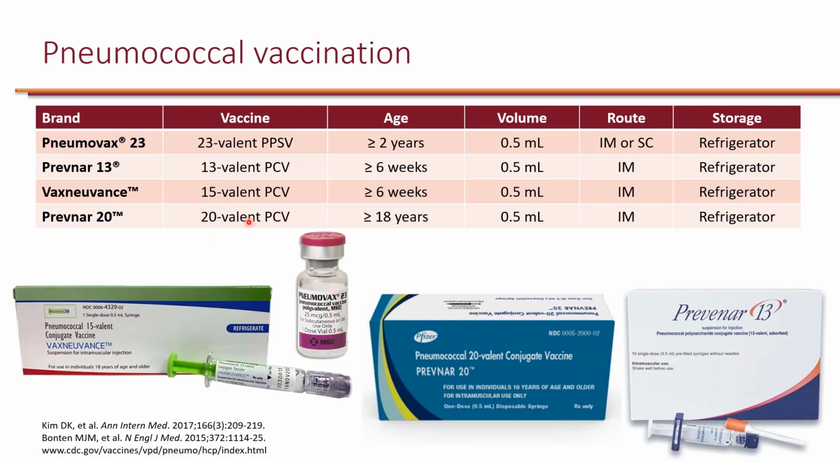Of note, when both of these came to the market, they were initially approved for ages 18 years or older. Most recently, Vaxneuvance got approval for ages 6 weeks and older. And I anticipate in the next few months, Prevnar 20 will also get approval from the FDA for 6 weeks of age and older. But currently, it's only available for adults 18 years or older.